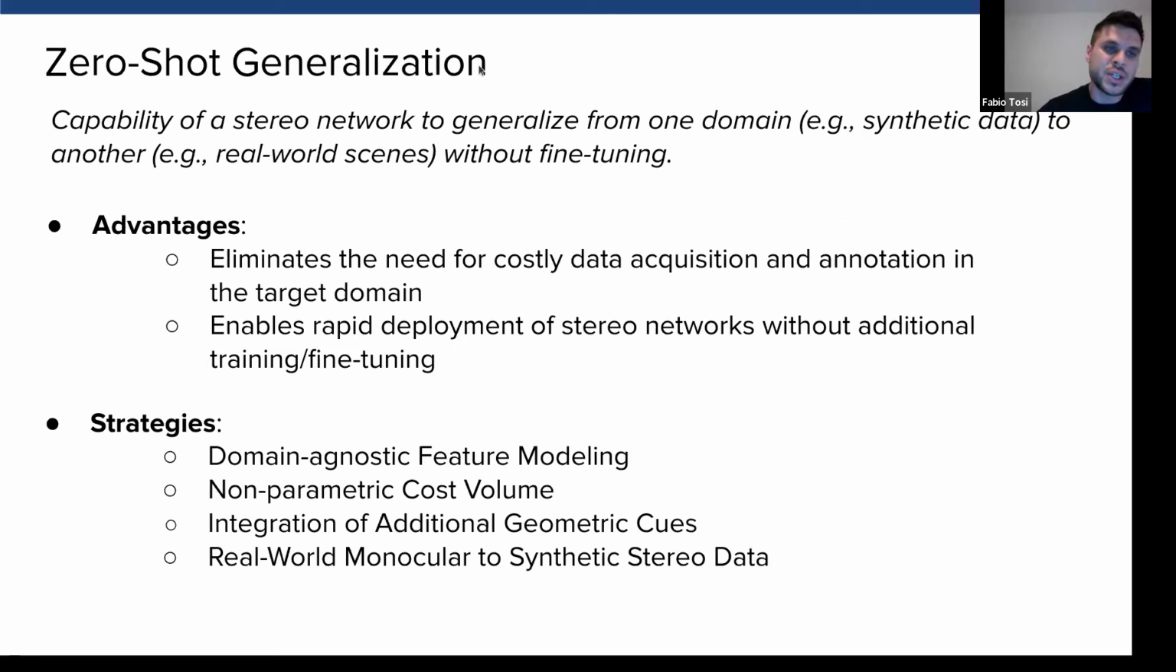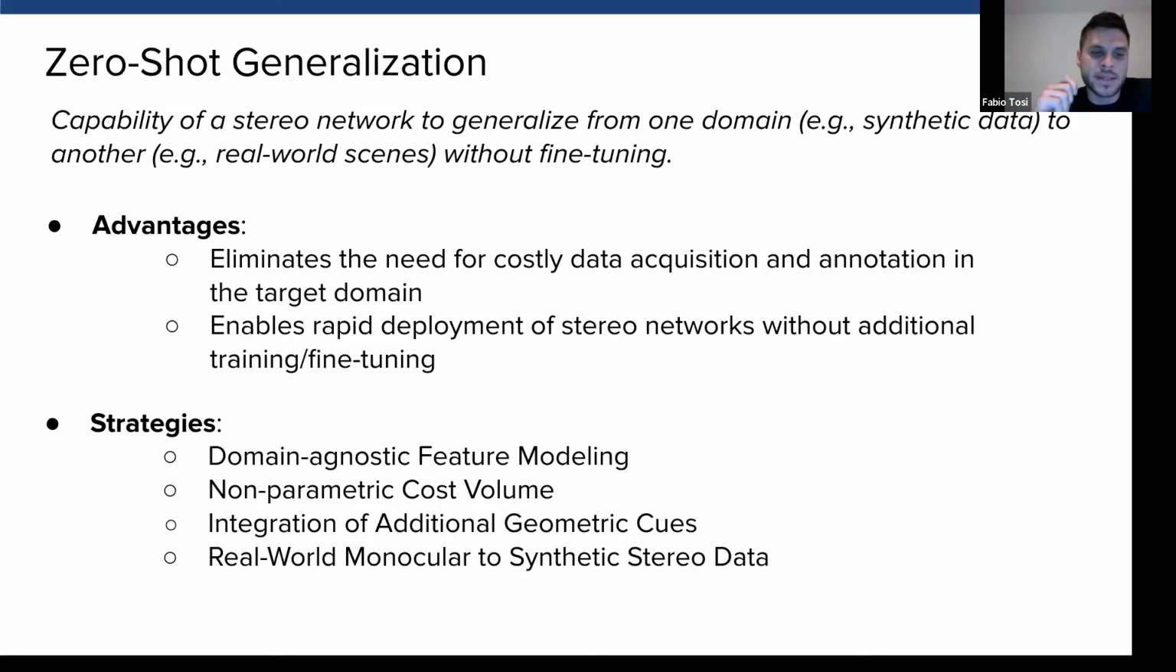So we can start from the very first approach here, the zero-shot generalization. Zero-shot generalization, we can say, is the capability of a certain network to generalize from one domain, as I mentioned before, the synthetic data, to another one, such as real-world scenes, without fine-tuning. And of course, we have several advantages by applying zero-shot generalization strategies. For example, it removes the need for costly data acquisition and annotation in the target domain. And also, we can deploy these networks without any additional training or fine-tuning. So we have just one model, then we apply this model everywhere.